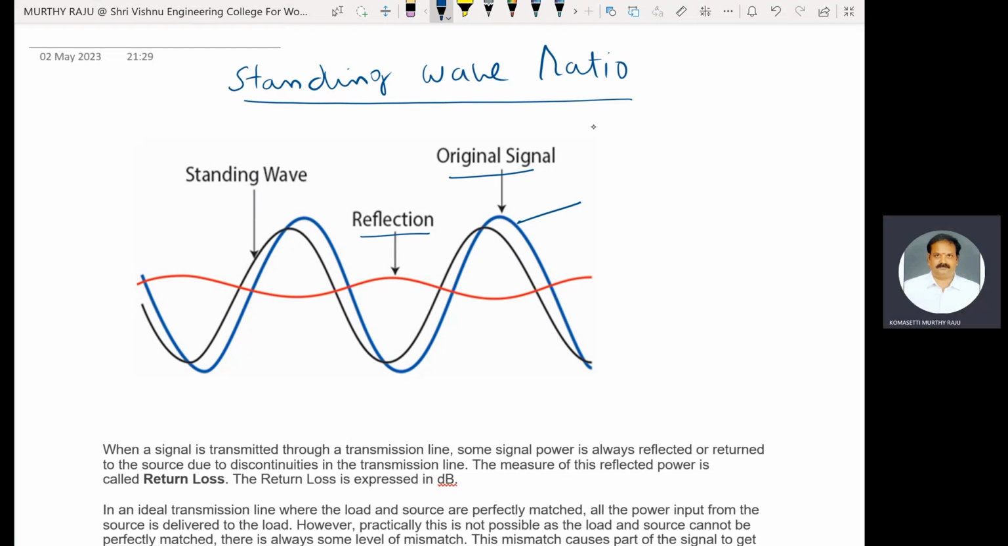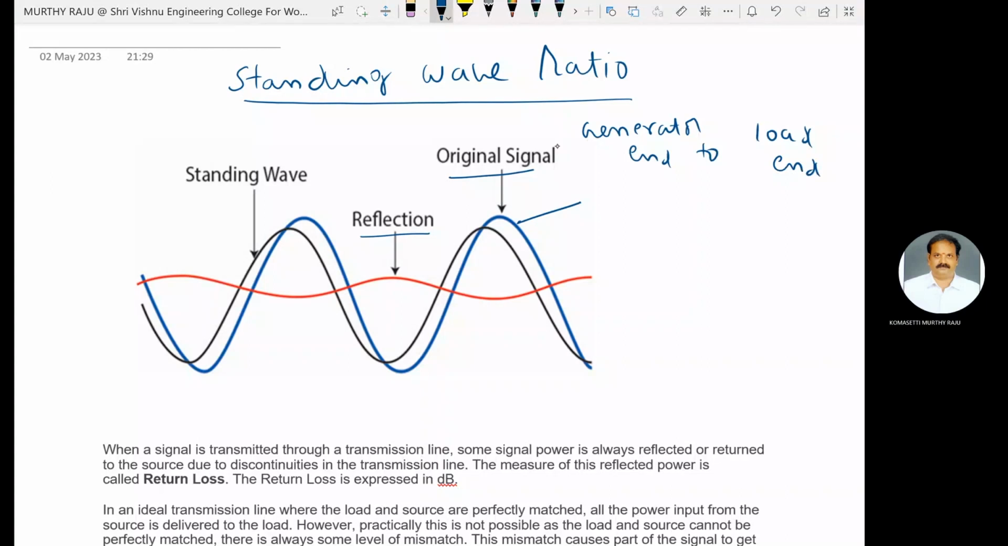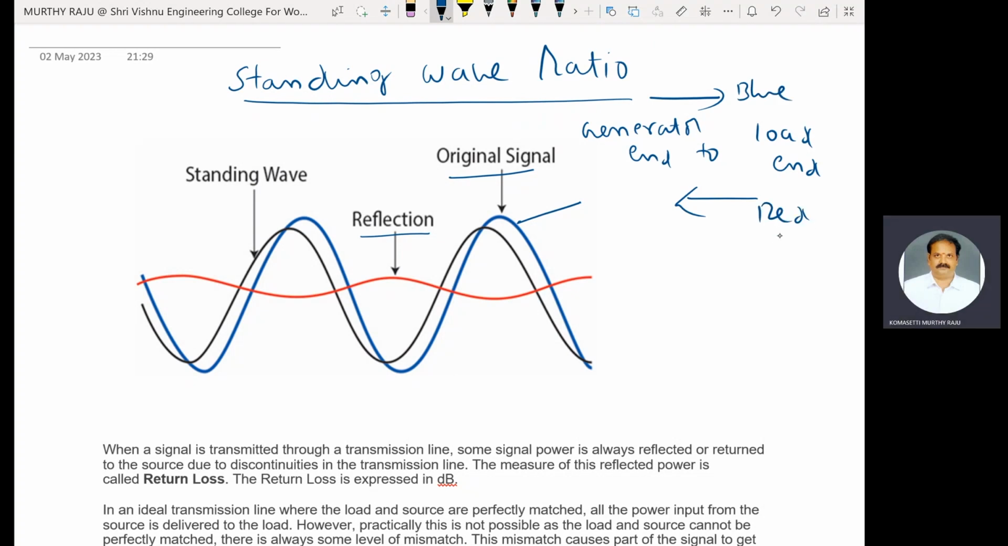The original signal is traveling from the generator end to the load end. That is the original signal movement. And the reflected signal movement is from the load towards the generator. This one is a blue color signal. This one is a red color signal. The reflected signal is red color. The standing wave signal is indicated by black color.